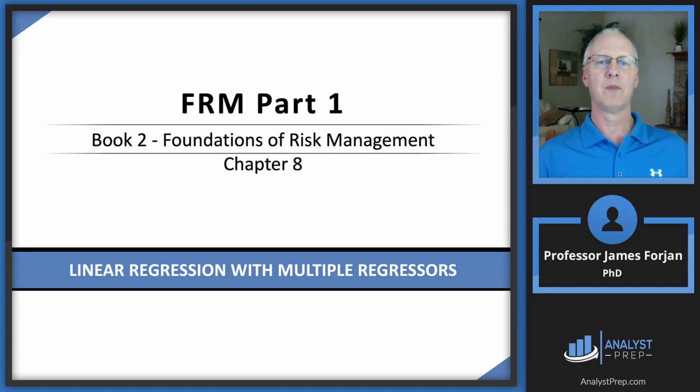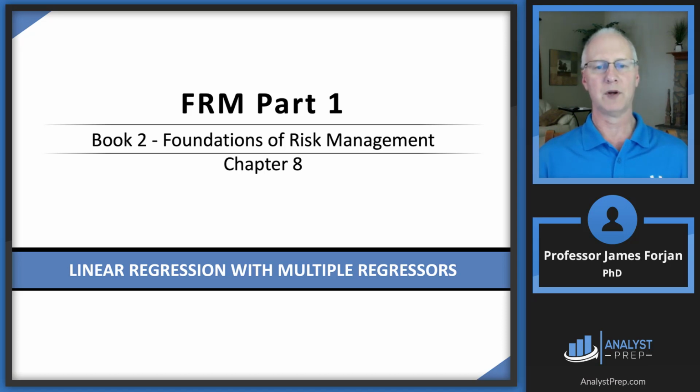This is FRM Part 1, Book 2, Foundations of Risk Management, Chapter 8, Linear Regression with Multiple Regressors. You should remember in the previous chapters that we focused on a simple linear regression in which we had one independent variable explaining a dependent variable.